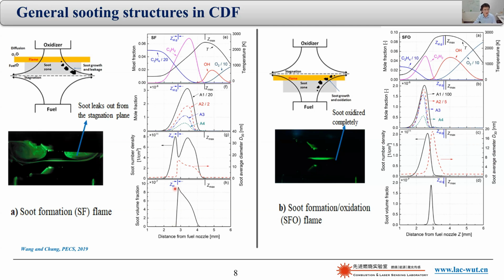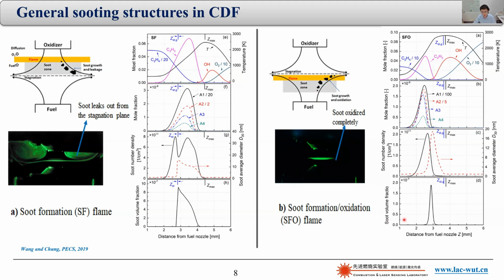So what physically happens is these accumulated soot particles will emit radially in a stagnation plane and get mixed with the environment. Another type of flame is what we call soot formation oxidation flames, or SFO flames. In this type of flame, the flame front is on the fuel side of the stagnation plane. So when soot is formed, it will be convected towards the flame where it can get oxidized.